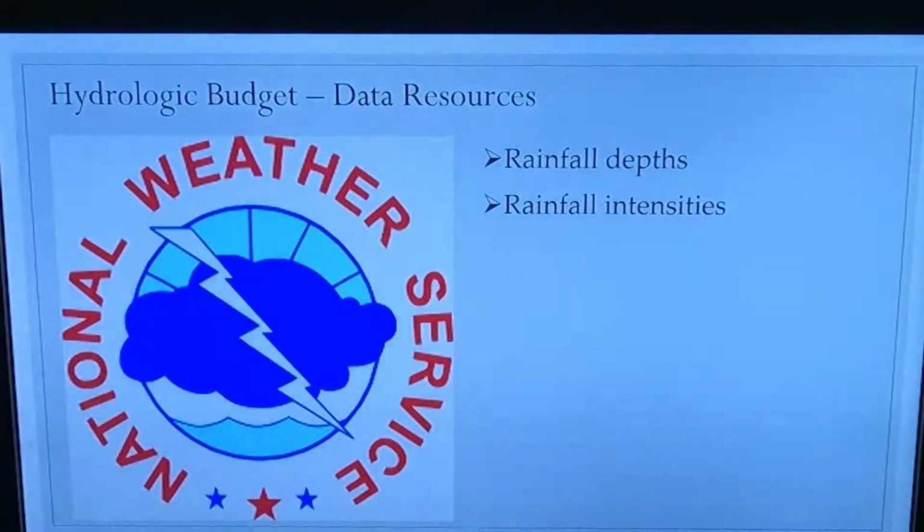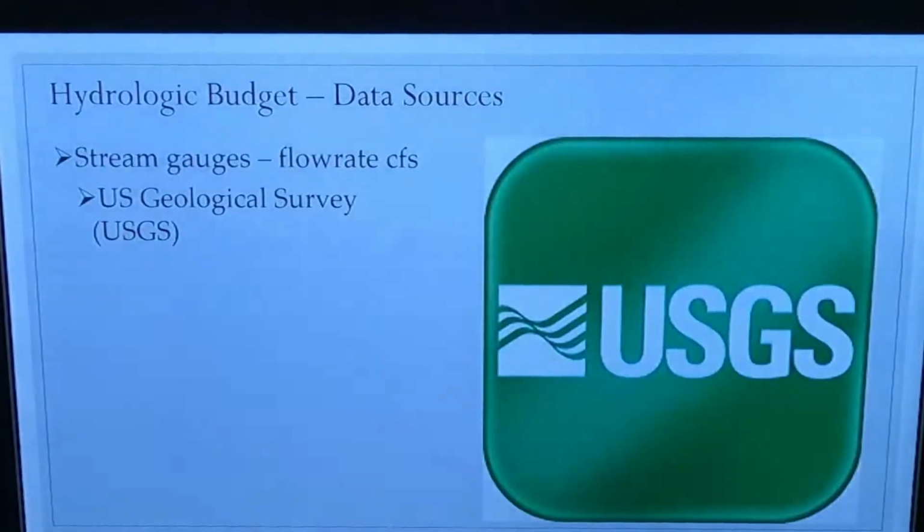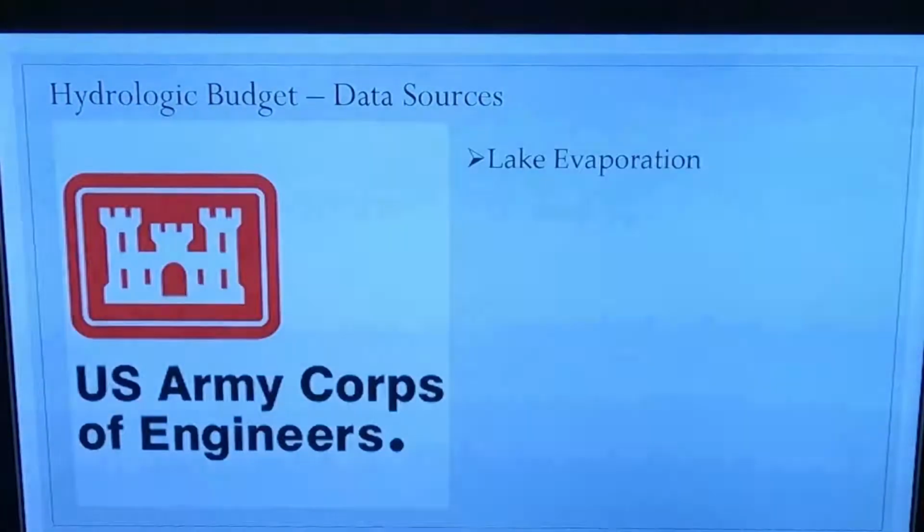National Weather Service will tell you about rainfall depths and intensities. USGS has a lot of information, a lot of cool tools that you can use. That's where you find out stormwater discharge, peak flows, stream flows, things like that for stormwater management if you go into that field. And then within each one of these services, you can look through a number of different things. And then like the U.S. Army Corps of Engineers, these are really good jobs to have.